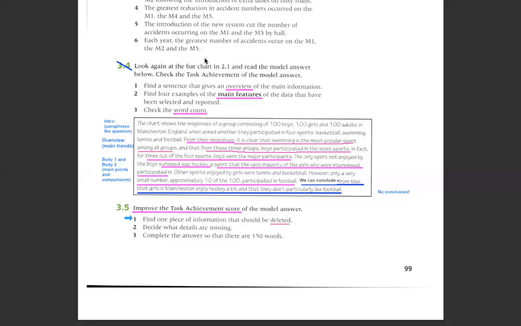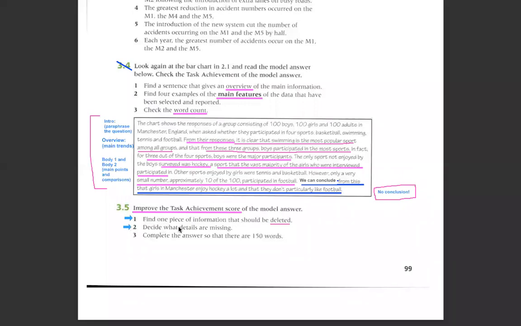All right, the last sentence is we can conclude. There are no conclusions for task 1. Okay, so please don't say in conclusion, we conclude. All right, the information doesn't tell us that girls enjoy hockey a lot and they don't like football, okay? So we can't just make up conclusions if the information doesn't tell us that. So remember the layouts, introduction, overview, body 1, body 2. Okay, no conclusion. Let's have a look at the next question.